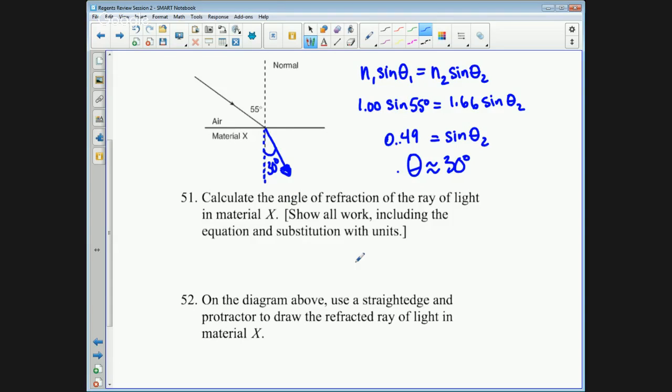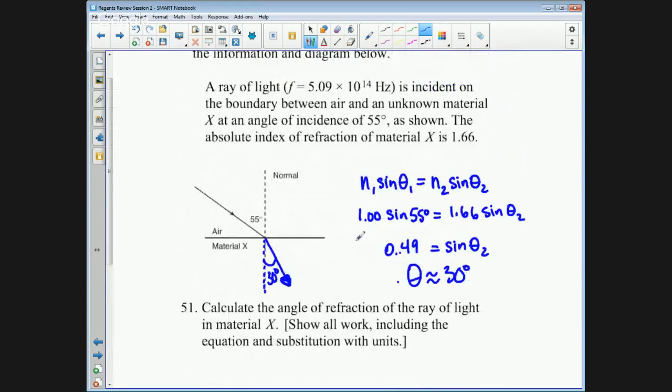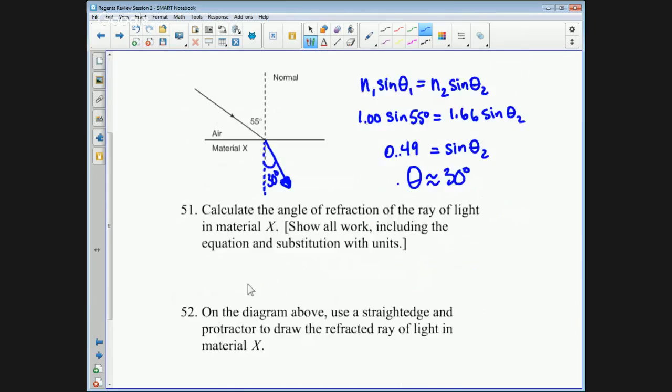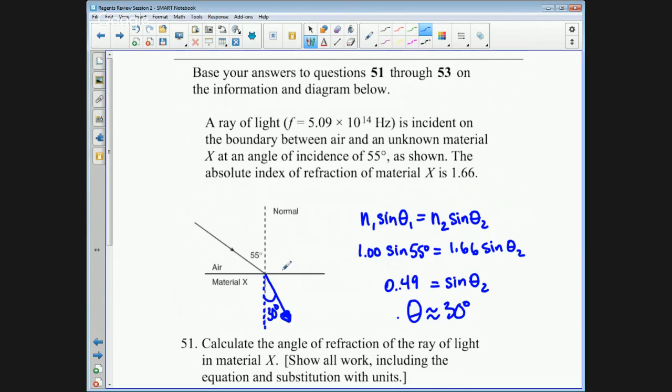That's what 30 degrees is, or 29.34, as Anissa said. The next question says, wait, did I skip a question? Oh, the next question says, determine the speed of the ray of light in material X. I think also if you needed to draw the reflected angle, this would be 55 degrees. Here's your theta reflected, 55 degrees.